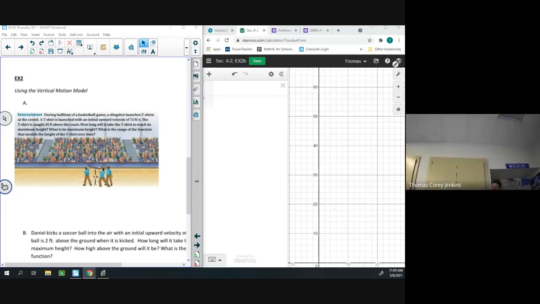All right, guys. So here to finish up the notes from 9.2, which was basically I can graph and really describe a graph in the form ax squared plus bx plus c.